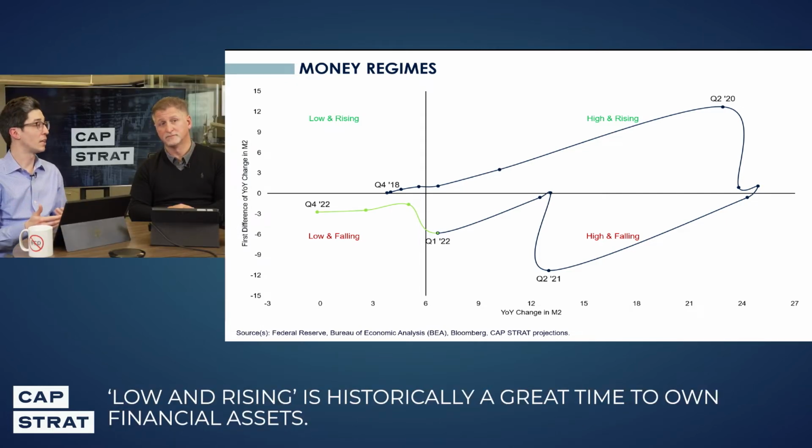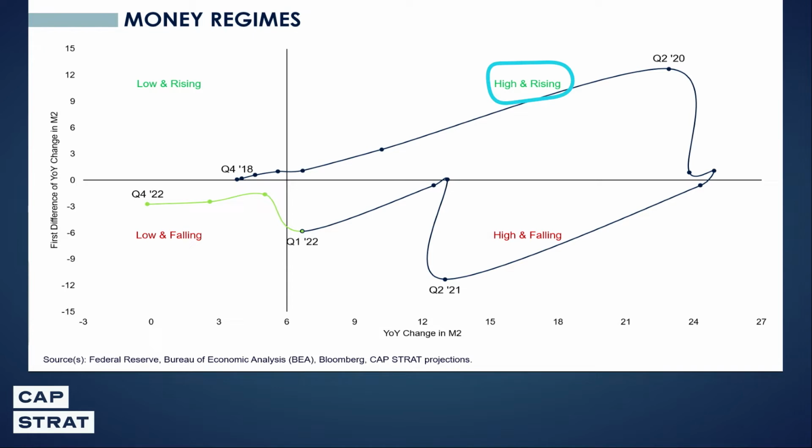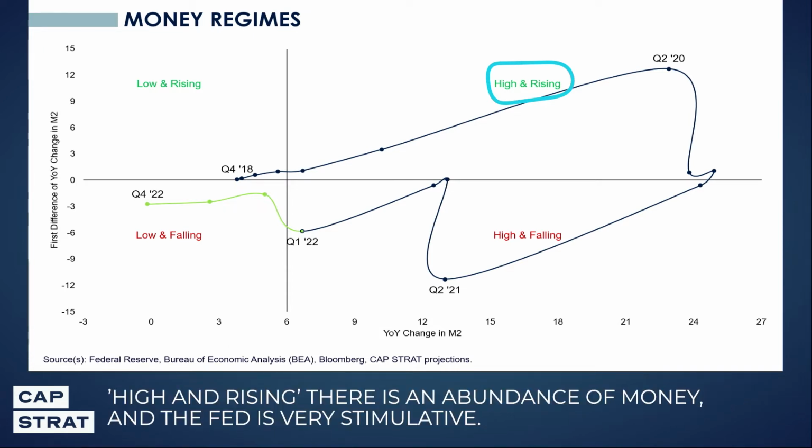This is generally a good time, historically, to own equities, bonds, just about anything. Right. It's usually a difficult time to own them because it's usually a volatile time. It's usually a scary time, and valuations are usually low, and there's a tremendous amount of volatility. But historically, this is a great time to own financial assets. Right. As you go from low and rising to high and rising is good too. I mean, you have an abundance of money, and the Fed is still very stimulative. Great to own assets. Just like 2020, right?